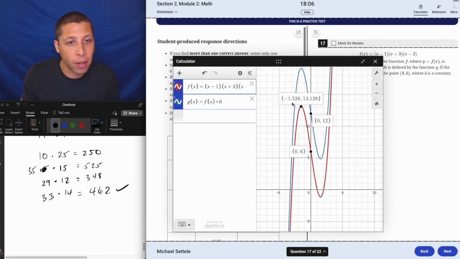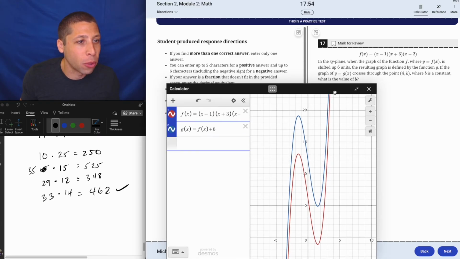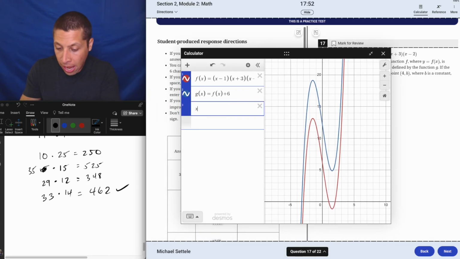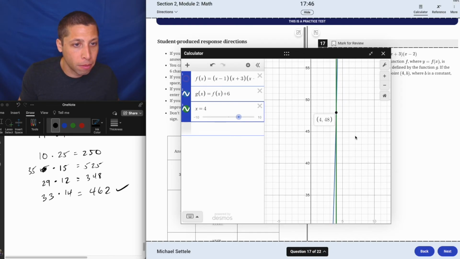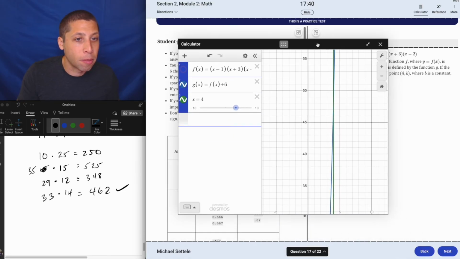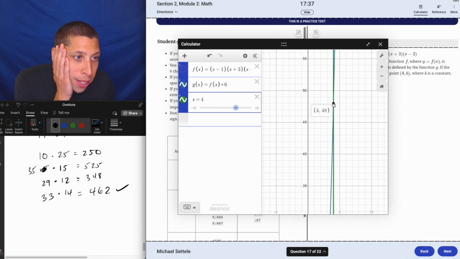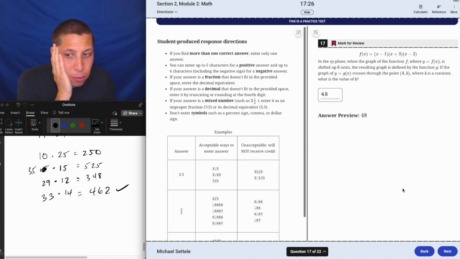We can look at the maximums, right? This maximum was 13.128, so 6 greater than that would be 19.128. So there it is. That all looks good. And it crosses the point (4, b). So let's just do x equals 4. Let's turn off the original. And it's all the way up here. 48. So I made x a vertical line, and 48 is the y. So b is 48. So yeah, I don't see any issue here. There's other ways we could do it. Again, if I have time, I'll come back and do this the other way. But I like that way.